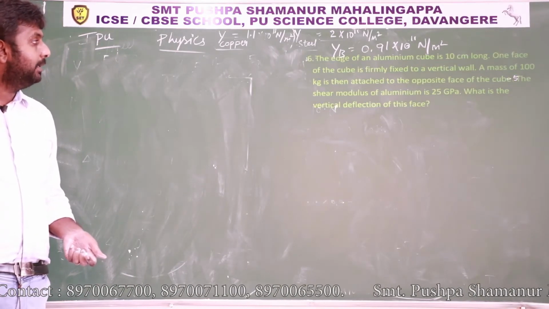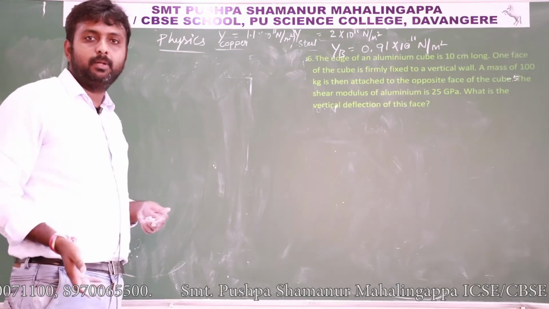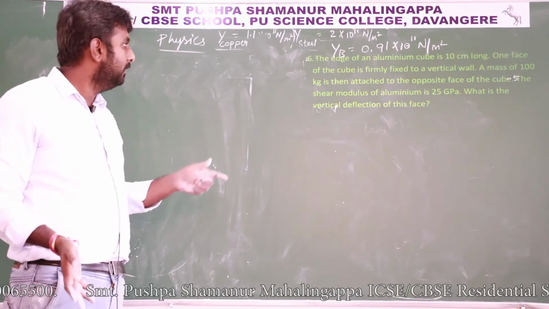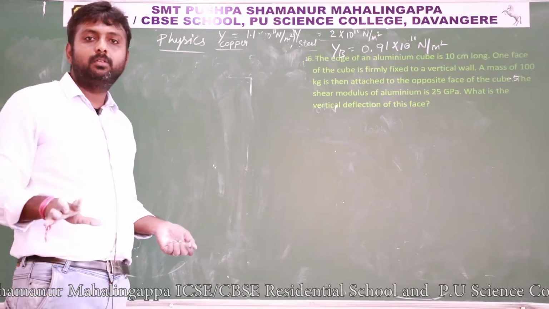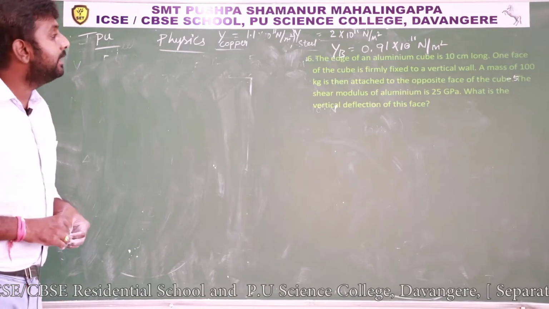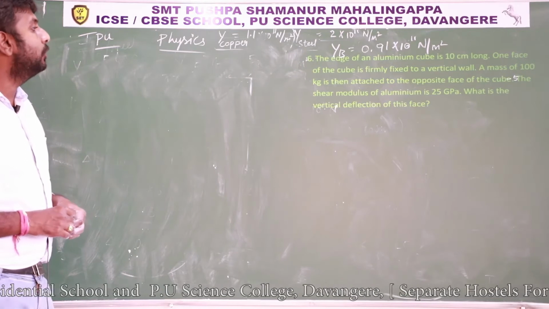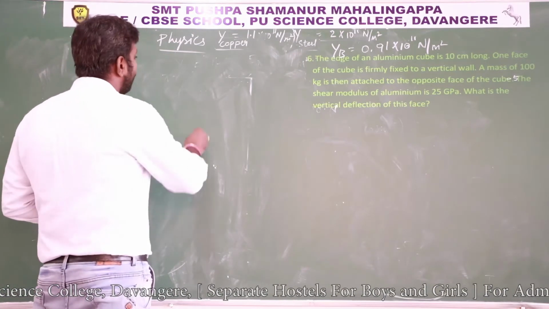And the next problem is, from here I'll give the formula for the next two problems. Still two problems are there. I'll give the formula and I'll tell the method. Try to solve. The edge of an aluminium cube is 10 centimeter long. One face of the cube is firmly fixed to a vertical wall.